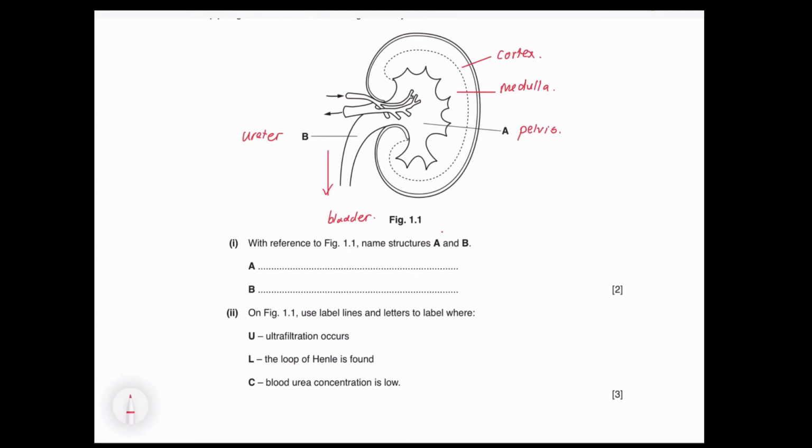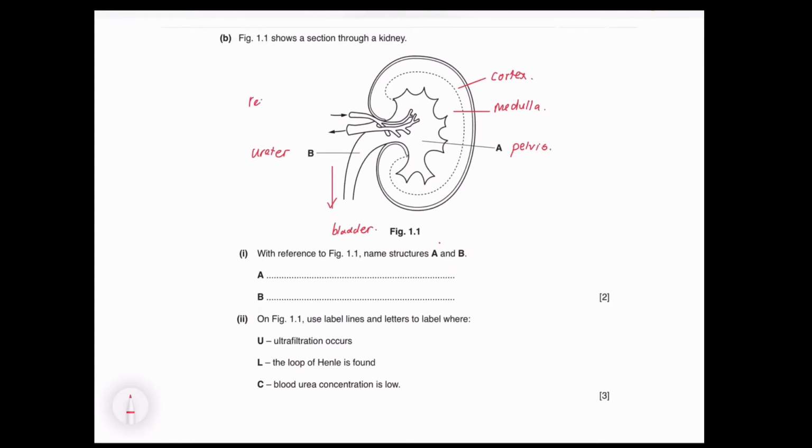How about the arrows? What are the arrows showing? The arrow going in is obviously taking the blood in to be filtered. So this will be the renal artery. And the blood that is coming out from the kidney, carrying the blood that has been filtered, will be known as the renal vein.